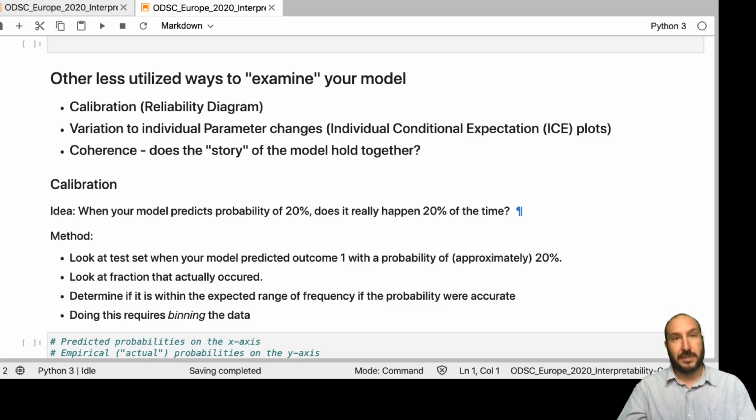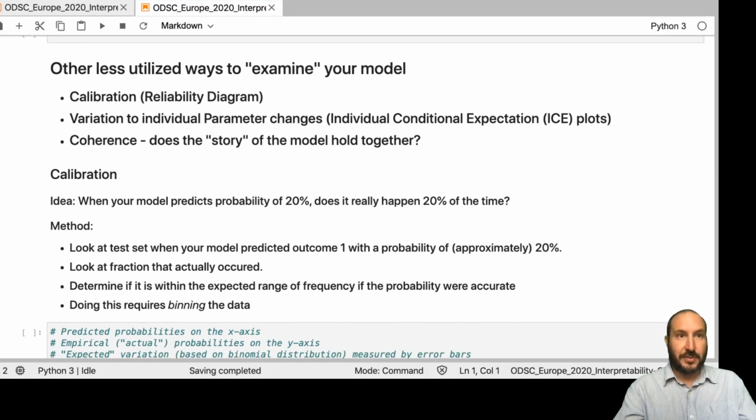When it says 20%, did it really happen 20% of the time? Did it happen more like 10% of the time, or did it happen more like 30% of the time? Was it overconfident, underconfident, and so forth? So that's the first tool we're going to use.